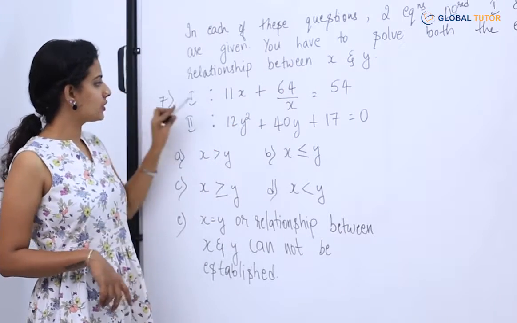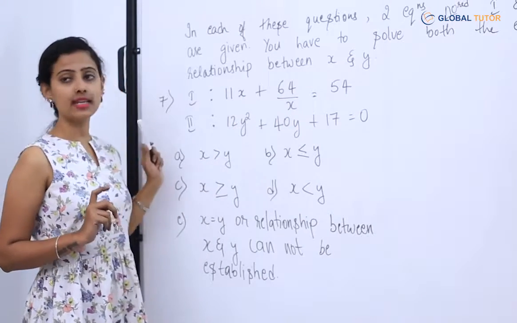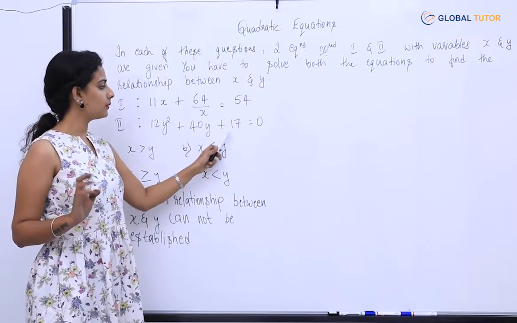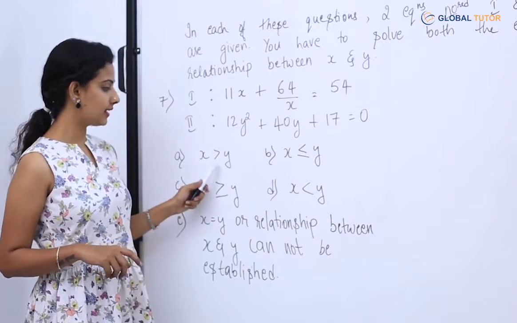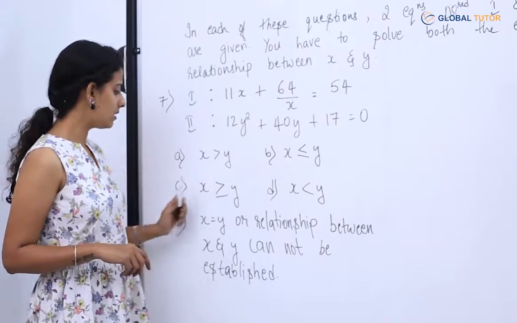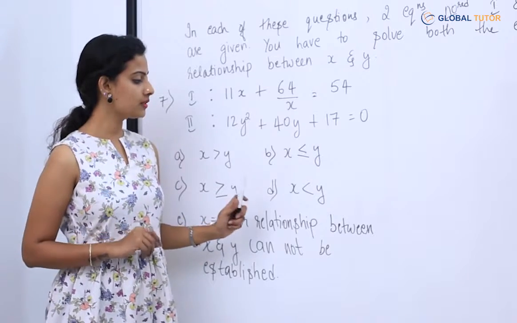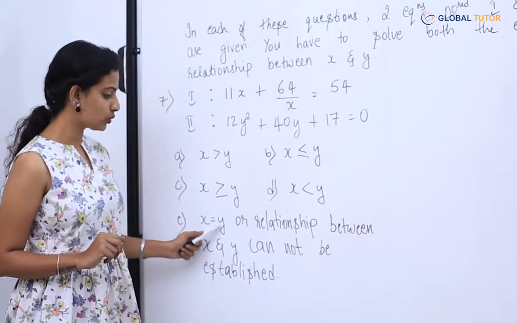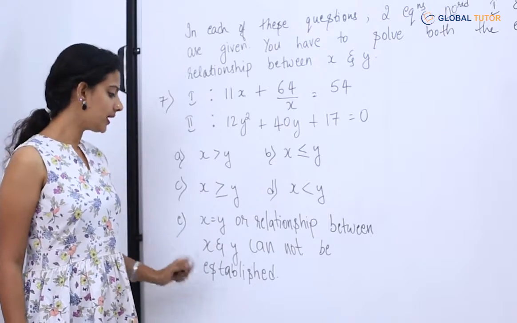So the first equation is 11x plus 64 by x is equal to 54. Second equation is 12y square plus 40y plus 17 is equal to 0. Option A, x is greater than y. Option B, x is less than or equal to y. Option C, x is greater than or equal to y. Option D, x is less than y. Option E, x is equal to y, or relationship between x and y cannot be established.